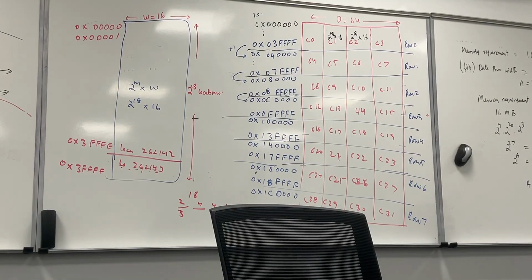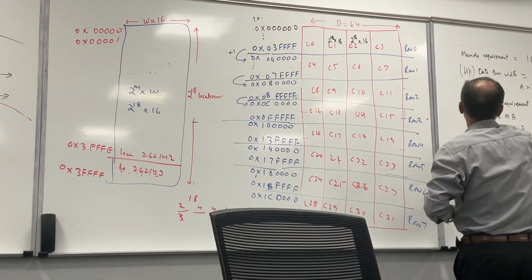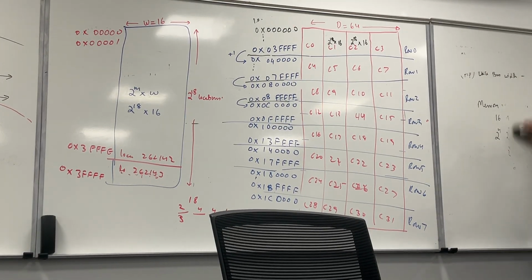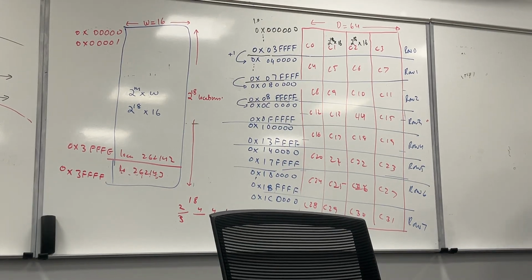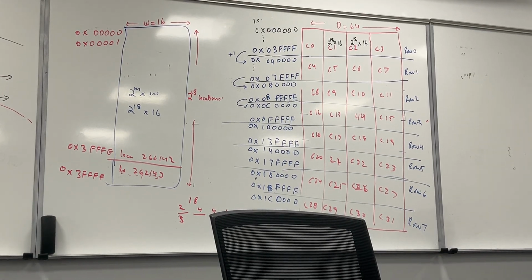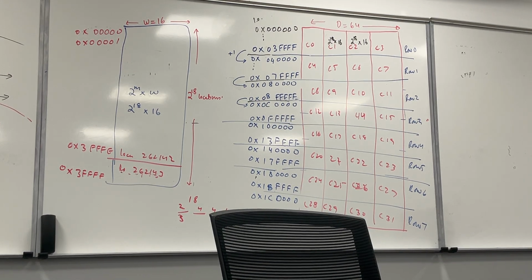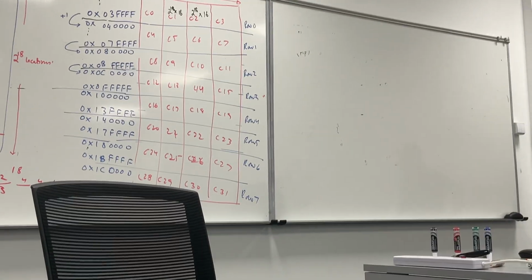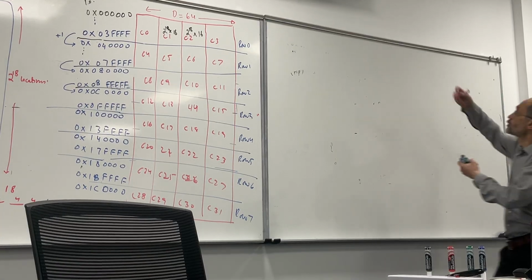Now I'm going to rub this off and draw the whole memory system here. Can you see here? How many rows are there? 8 rows. So we have 8 memory chips.